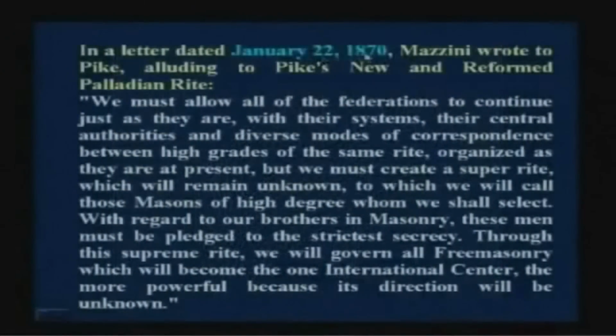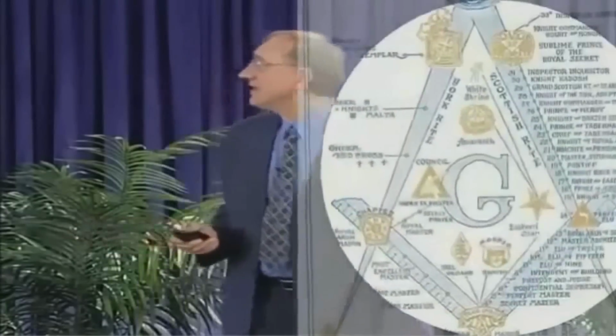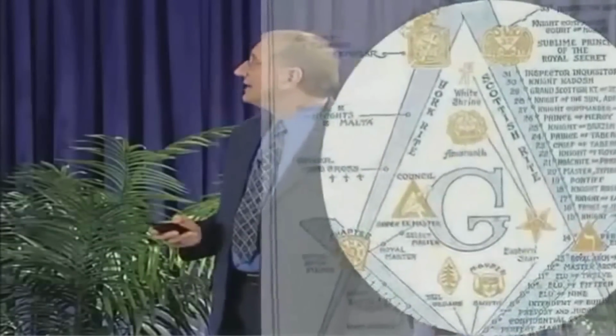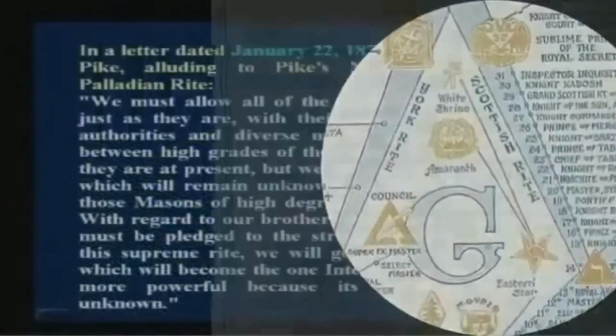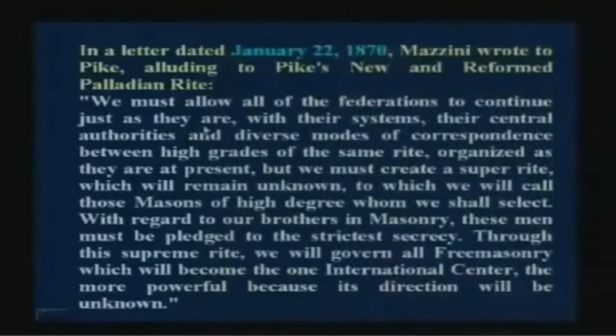In a letter dated 22 January 1870, Mazzini wrote to Pike. Now, Albert Pike is this high mason who wrote the manual, if you like, of Scottish Freemasonry. He said the following: "We must allow all of the federations to continue just as they are.